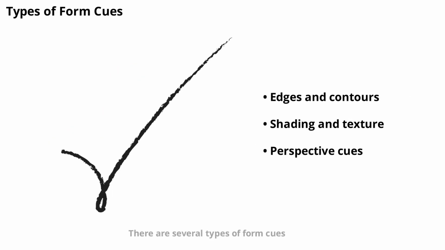There are several types of form cues that our brains use to interpret visual information. The most common include edges, contours, shading, texture, and perspective. Each of these cues provides different information about an object's shape and position. For example, edges define where one object ends and another begins, while shading gives clues about surface curvature and light direction. By combining these cues, our brains can construct a complete picture of the objects in our environment.